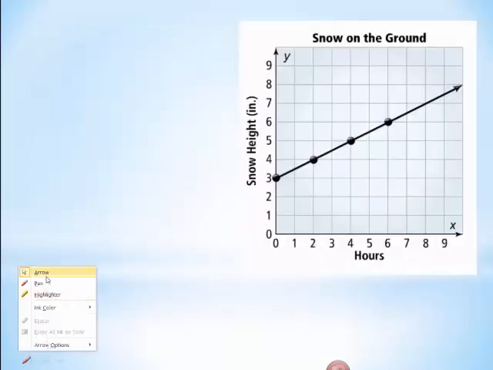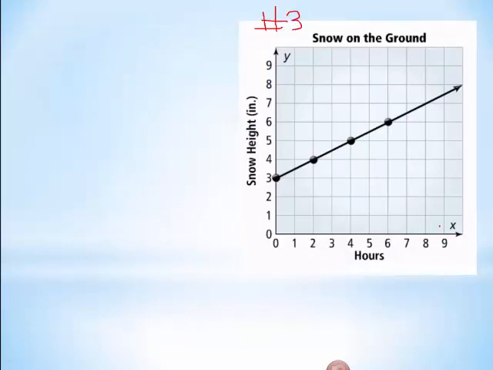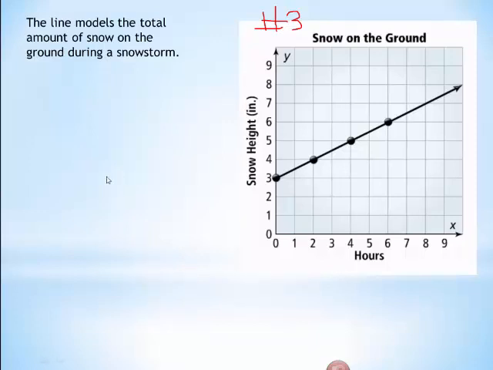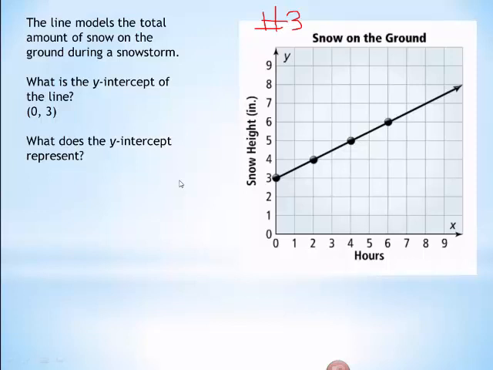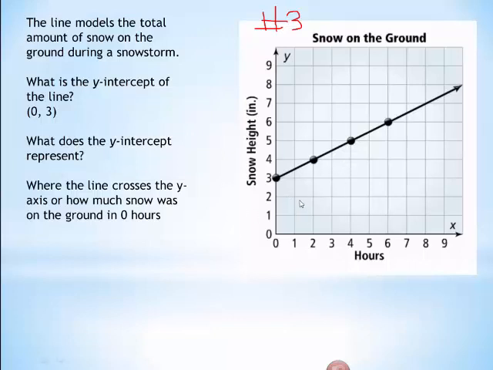All right, this is example 3. This shows how much snow is on the ground after a certain amount of time of it snowing. What is the y-intercept of this line? (0, 3). What does the y-intercept represent? In this particular problem, it's where it crosses the y-axis, or how much snow was on the ground in 0 hours. What's the slope?